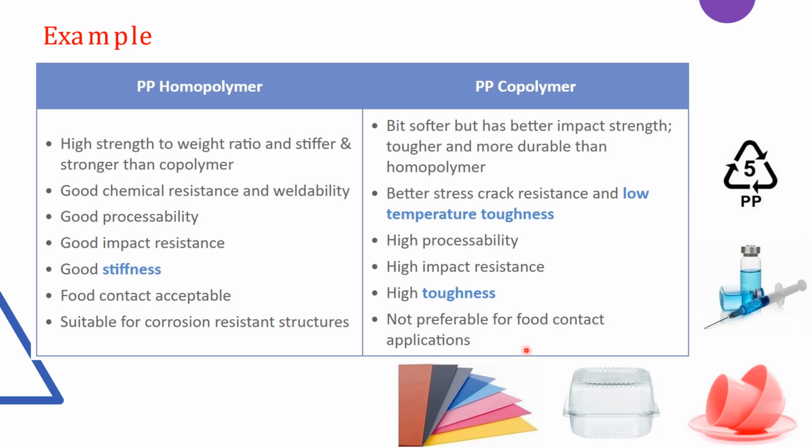High impact resistance: the superior impact resistance makes them suitable for products like car bumpers, toys, and household goods. The high toughness of copolymers ensures they can withstand repeated stress and strain, making them ideal for medical devices like syringes and vials, but not preferable for food contact applications. Unlike homopolymers, copolymers are generally not used for food contact due to potential concerns with food safety standards.